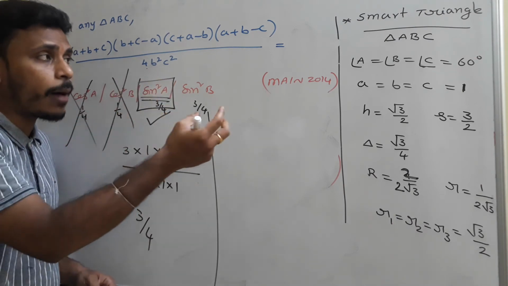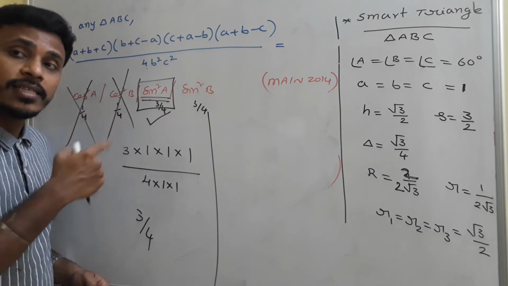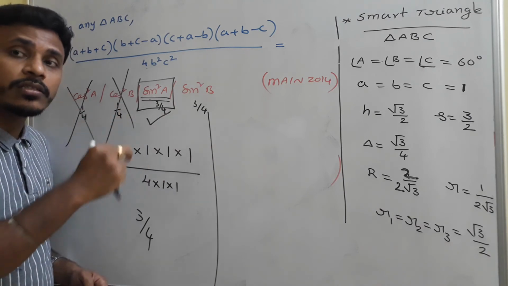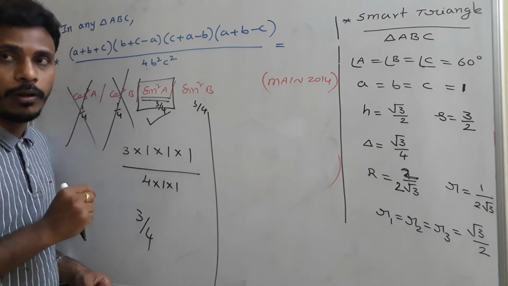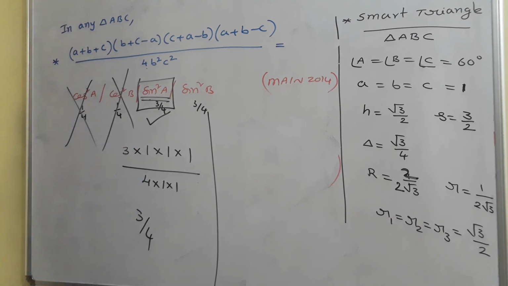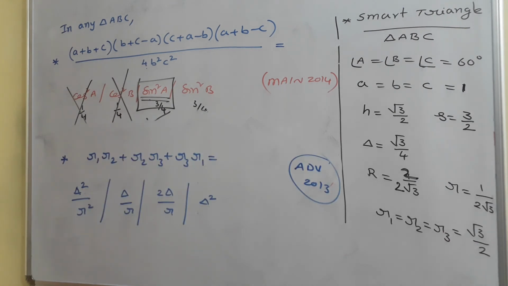So first thing, apply the ideas of the smart triangle. Second thing, use your logic. Think about the symmetry of the formula. That's it. Just have a look. So one more problem, right? It was asked in Advanced 2013. Again apply the concepts of the smart triangle.